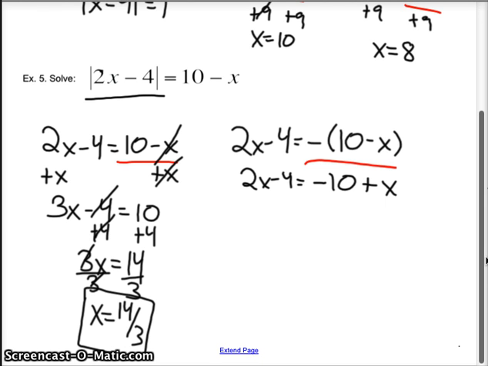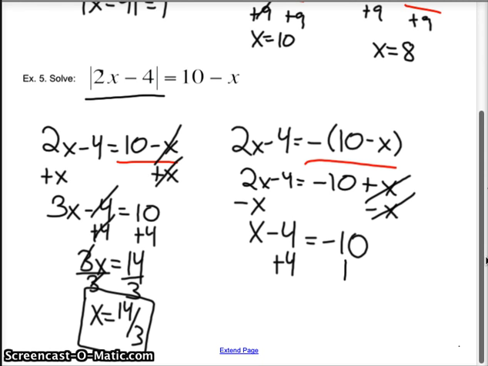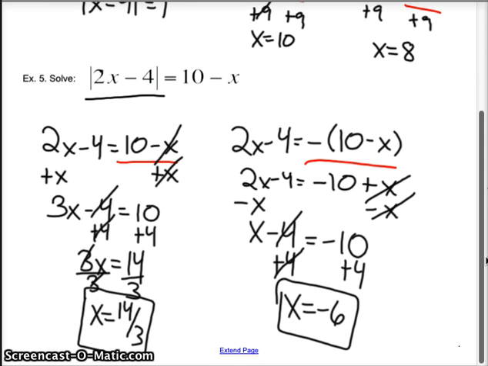Looking at my right-hand equation, I'm going to subtract that x from both sides this time, because that'll cancel it off of that side. So now I have x minus 4 equals negative 10. Add 4 to both sides, and x equals negative 6. So there are my two answers for this last one.